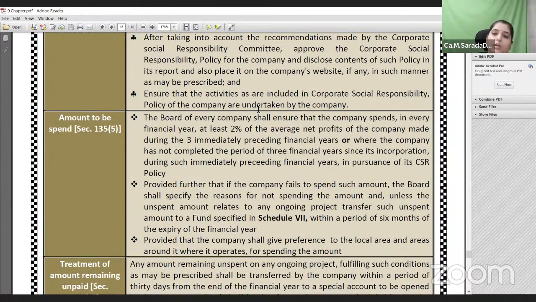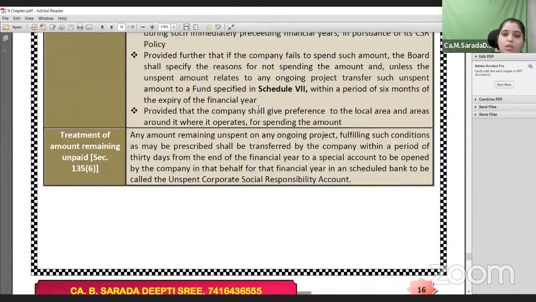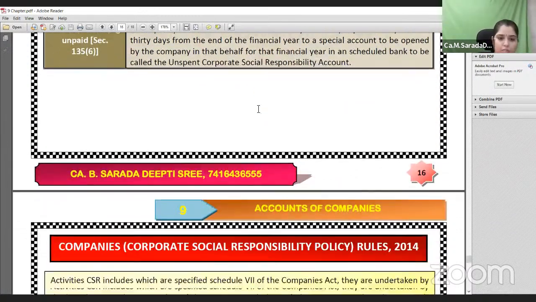Okay, and one more point, ma'am. If there is any amount remaining out of the amount which the company has collected for corporate social responsibility, the company should not take it back, nor use it again for their business purposes. The company should transfer this amount to a separate account called the unpaid corporate social responsibility account and utilize the amount for further projects. Okay, but the company should not use that amount again for their business. So these are very, very important points relating to corporate social responsibilities.